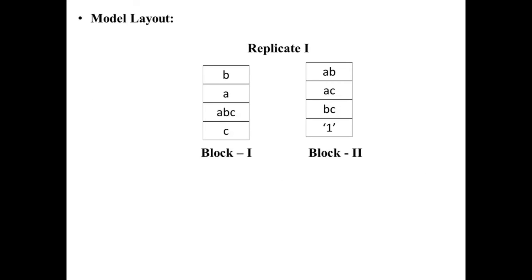So this is randomization, and we get this layout. Here we consider only one replicate. This replicate is divided into 2 homogeneous blocks. Suppose this is block 1 and this is block 2. Then we randomly assign the positive and negative groups of treatment combinations to block 1 and block 2.